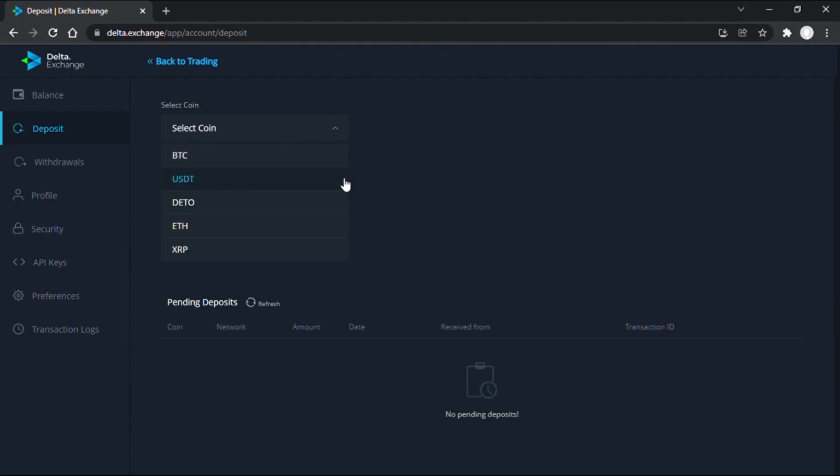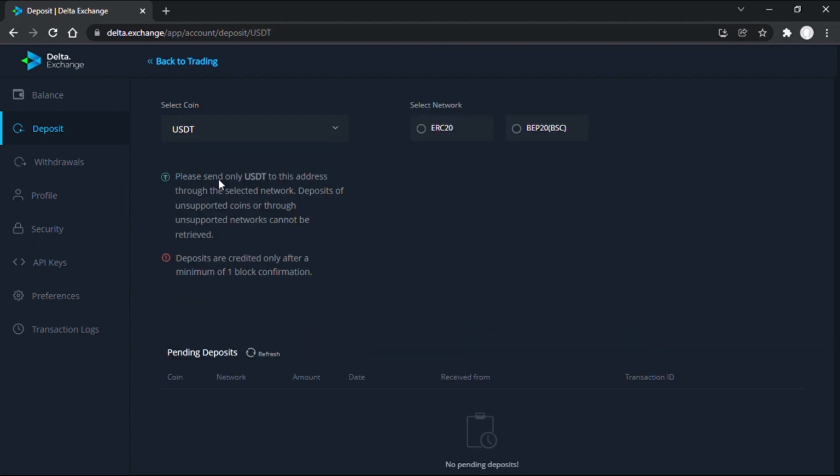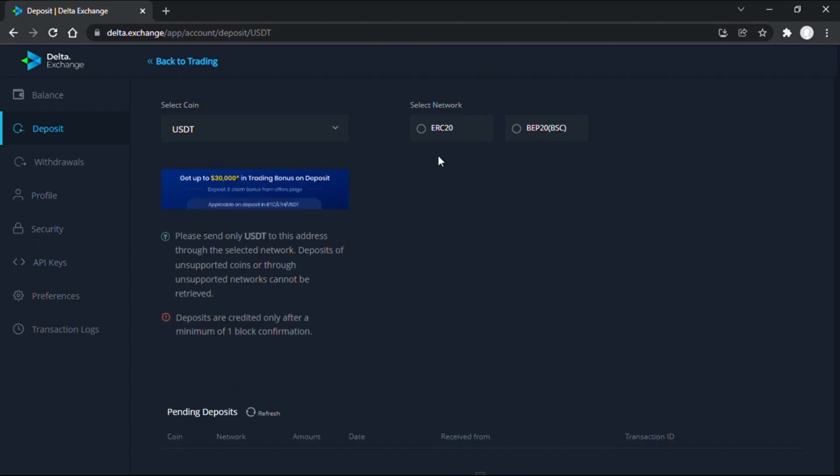So either you can transfer it as BTC or USDT or DITO or ETH or XRP. Mostly you will transfer USDT here. If I am going to transfer USDT, then I have to click the USDT, and there are two networks available here. One is ERC20 and BEP20. In ERC20 the charges are higher, so you have to pay 25 USDT. In BEP, the charge is very less. You have to just pay 0.8 USDT.